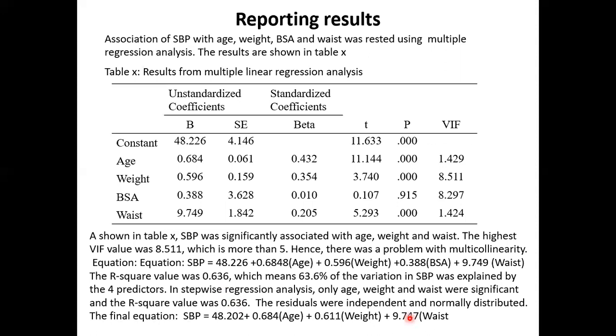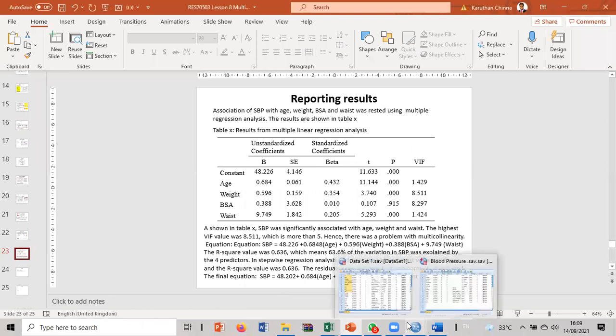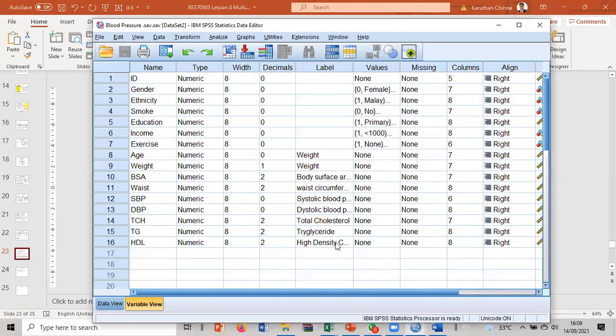So step by step, what have we done? Tell what you want to know. Tell how you did it. Tell where the results are. And tell what the results mean. Are we clear? All right, let's do that. Open the data file. Which data is that? Blood pressure, right?